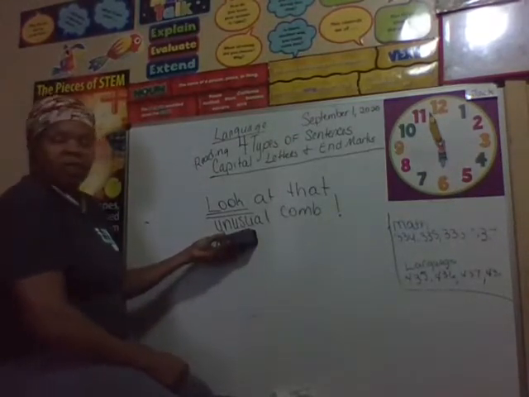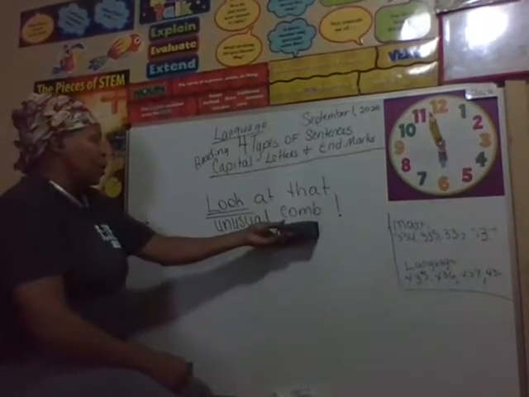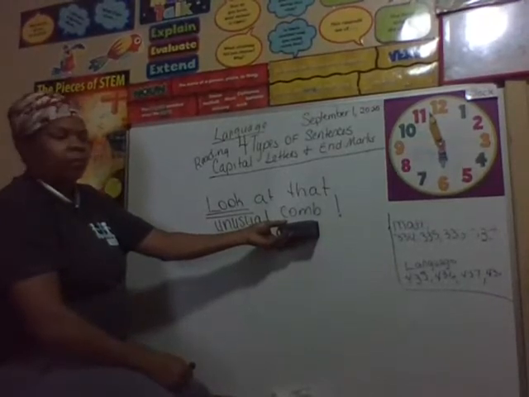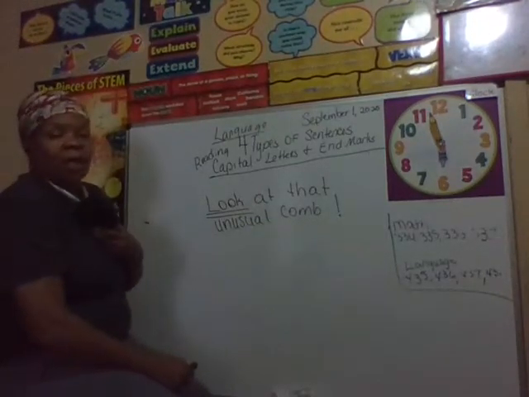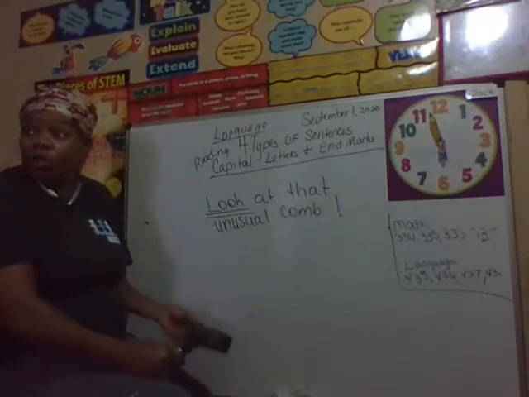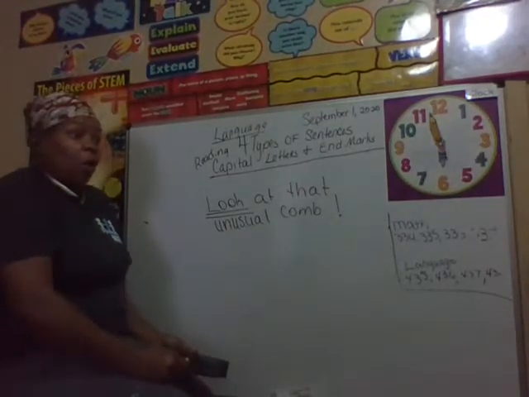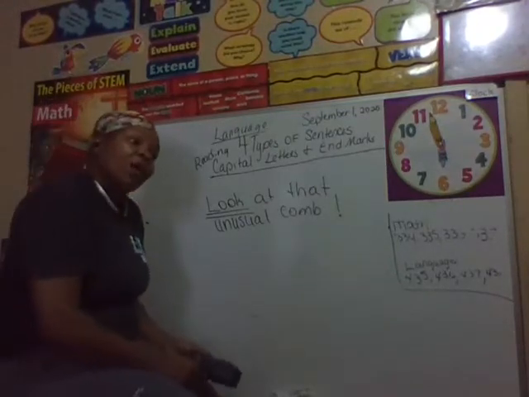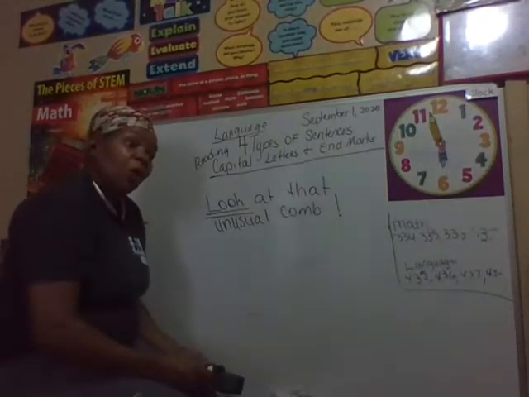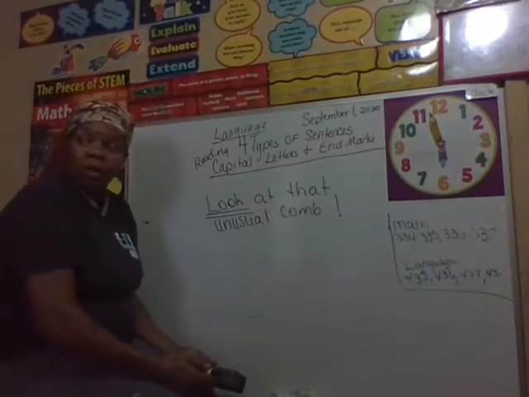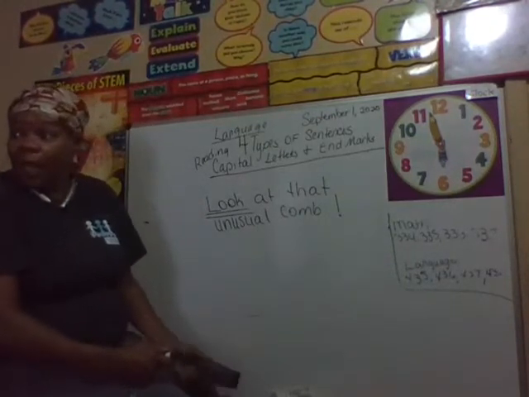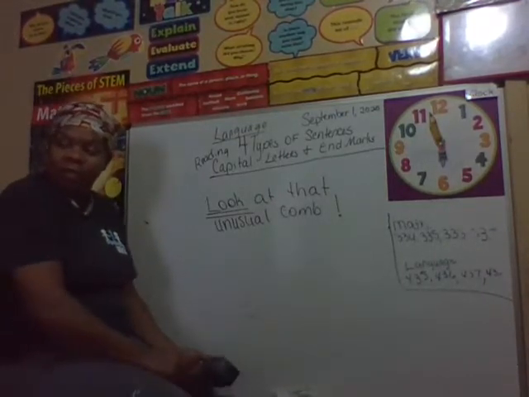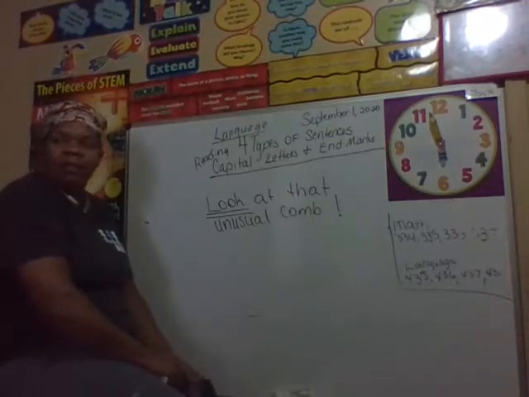Unusual is an adjective. It's describing the comb. So who are they talking to? They're talking about the comb. Okay, I'm going to say it. Look at that unusual comb. Who am I talking to? Him. Look at that unusual comb. Who am I talking to? Unusual comb. So, what is the subject?